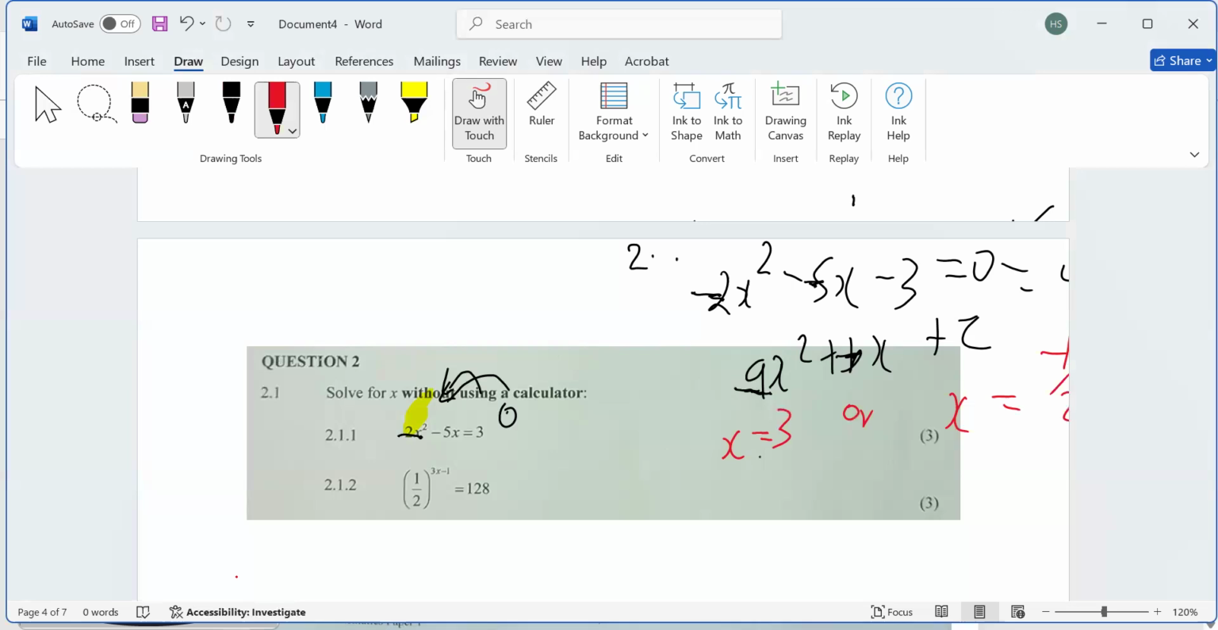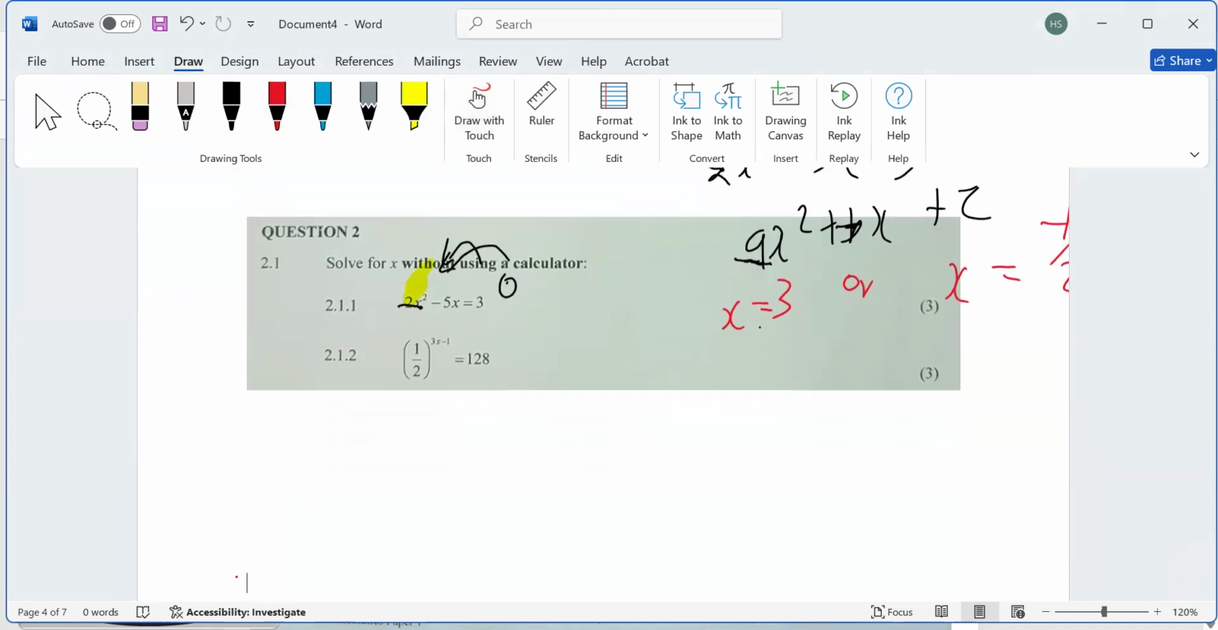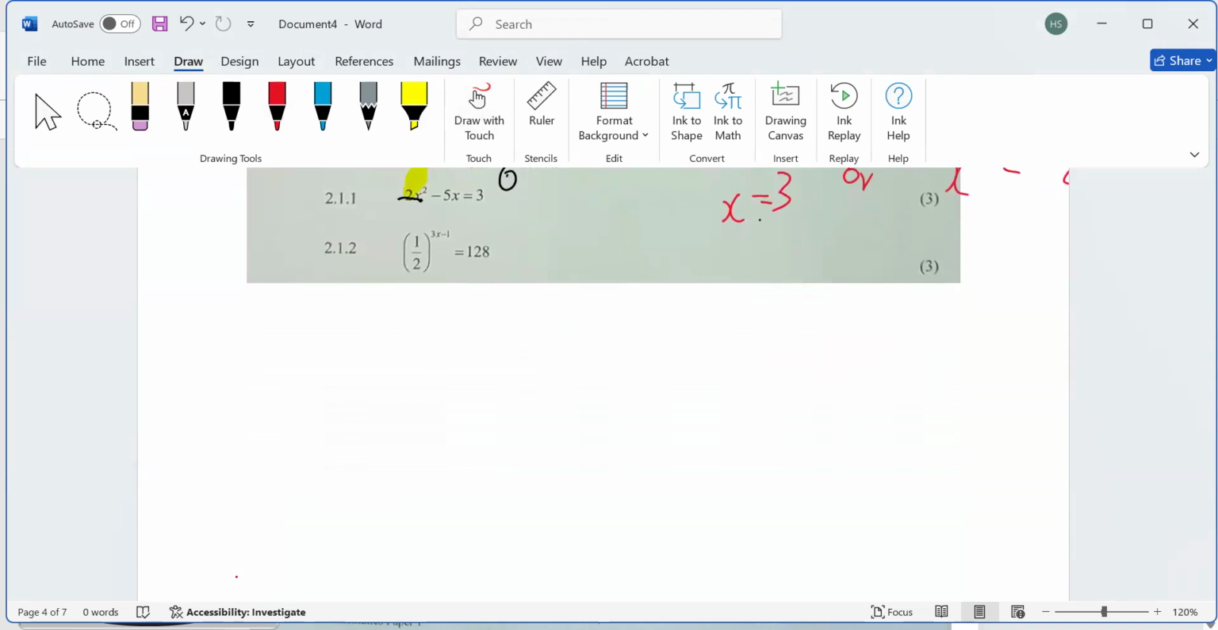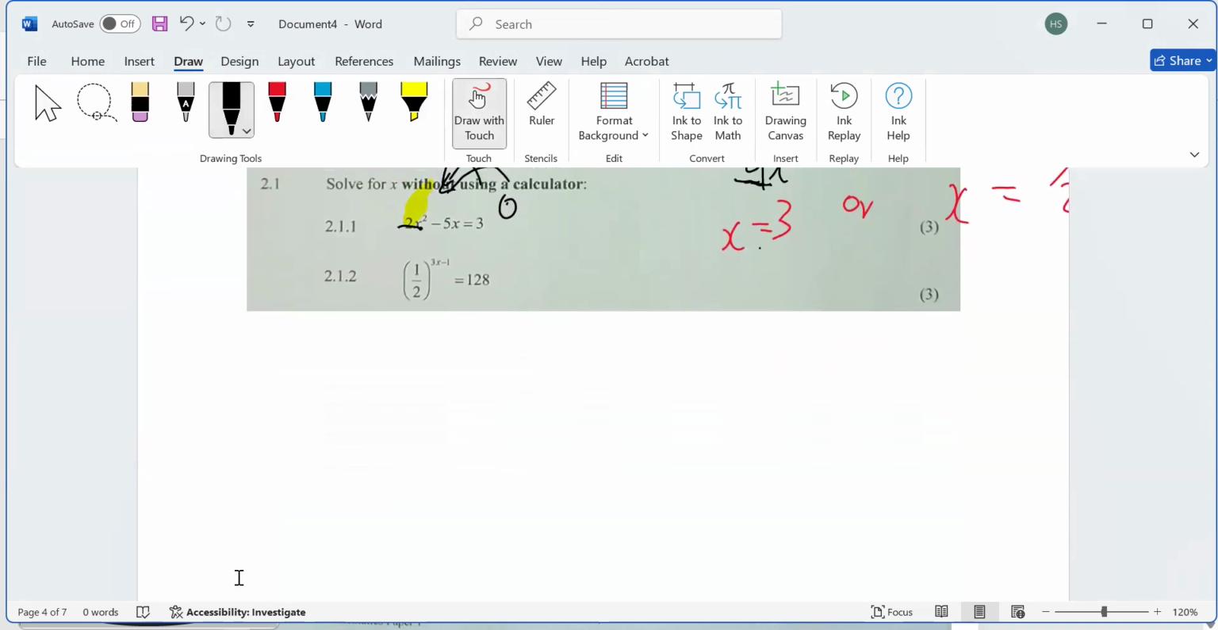Now, basically, you are done if you have this calculator. Then the question is, what if I don't have this calculator? How am I going to do this question? Because not everyone has this great calculator. So if you don't have the great calculator, you are going to do it by factorizing. Factorizing, you have many options.